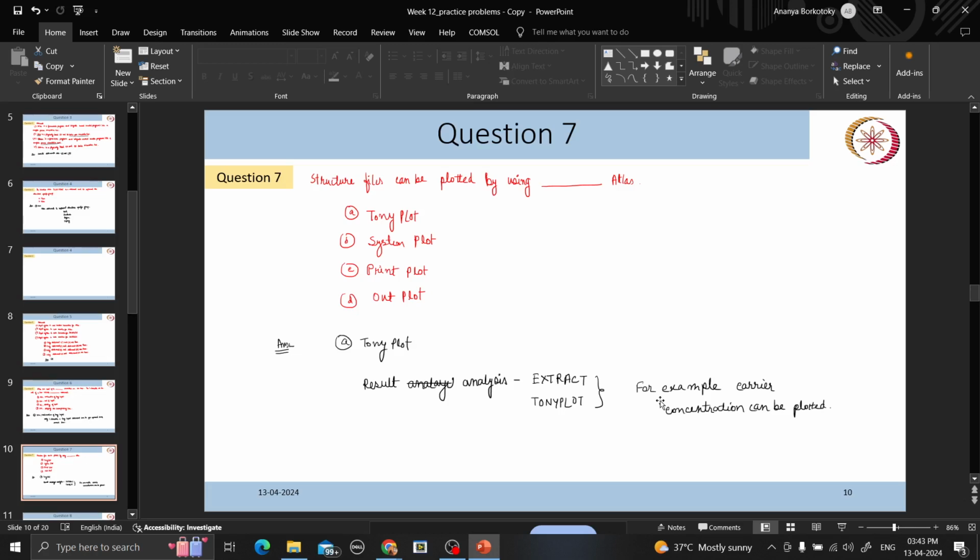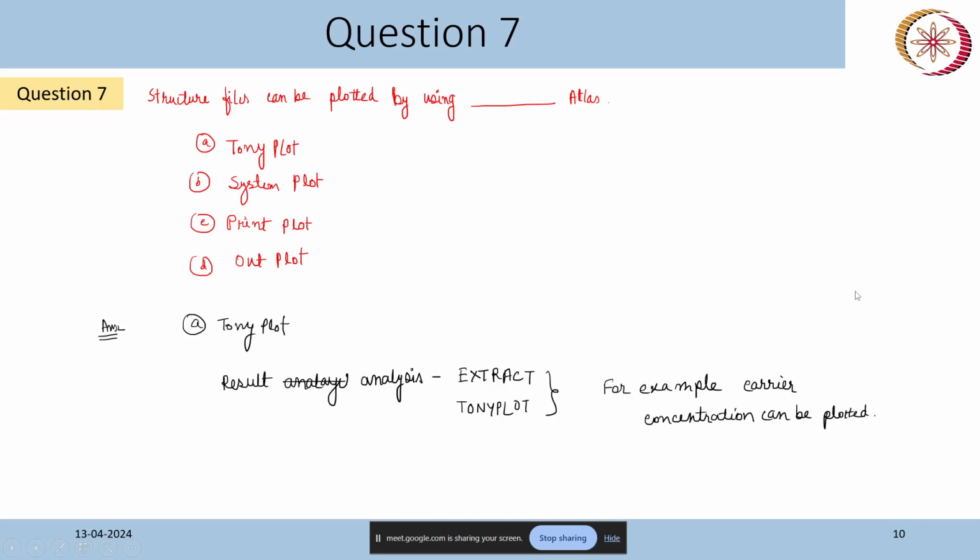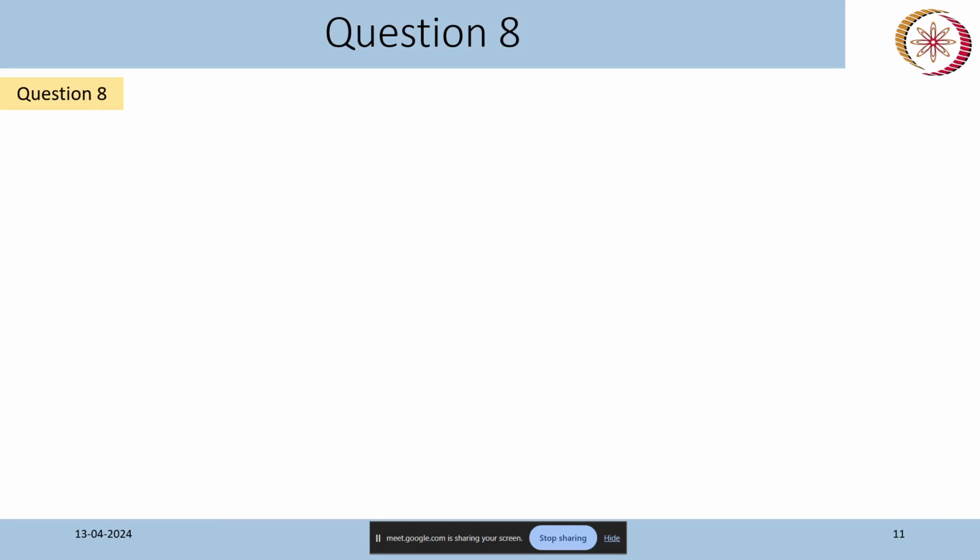Next I will discuss few questions, these are like theoretical questions related to the tools. Next I will discuss few questions that are a bit general: how the concepts that we have already learned, like drift diffusion and mobility, are used in the simulation tool. So the next question is, bulk mobility modeling can be separated as.